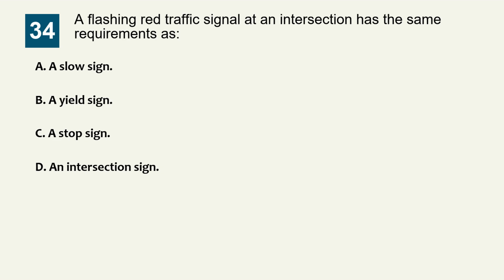Question 34. A flashing red traffic signal at an intersection has the same requirements as: Option A, a slow sign. Option B, a yield sign. Option C, a stop sign. Option D, an intersection sign.